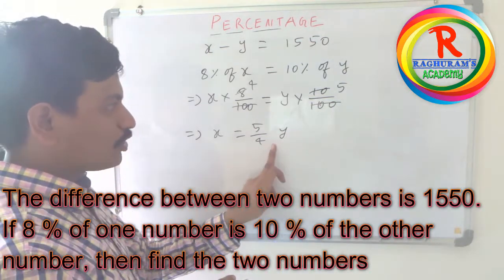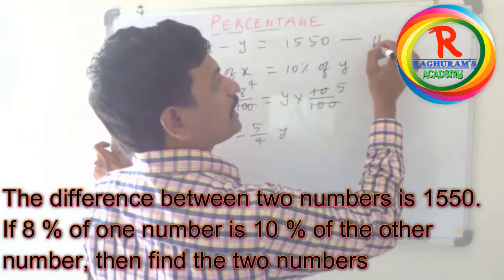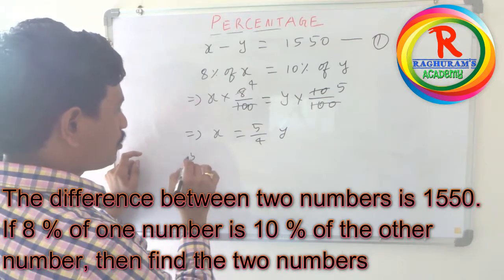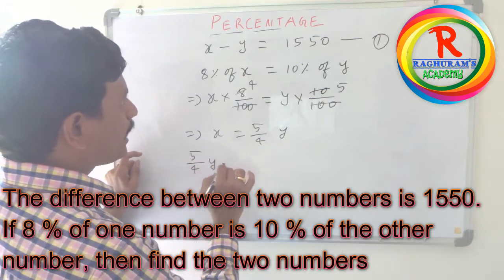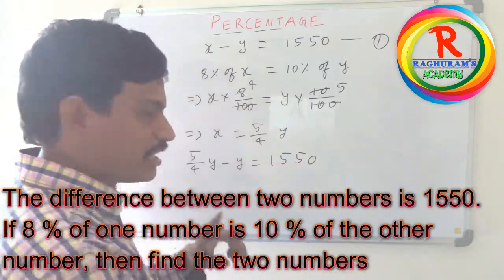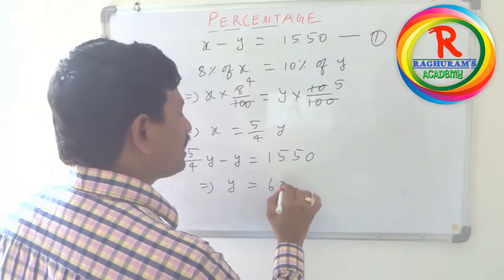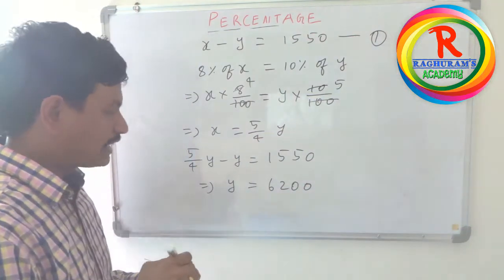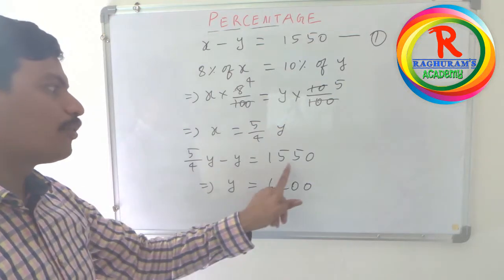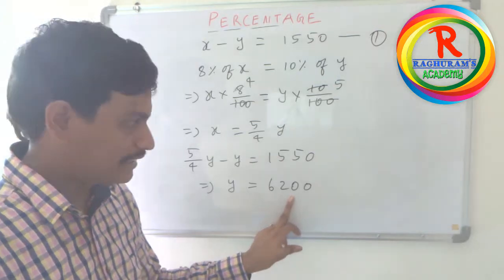Just substitute x is equal to 5 by 4 y in this equation. Let us take this as equation 1. Substitute here. So 5 by 4 y minus y is equal to 1550. Solving this, we can get the value of y. That's nothing but 5 by 4 minus 1, so we get 1 by 4 y. So 4 into 1550. You can solve in any way. We get y is equal to 6200.